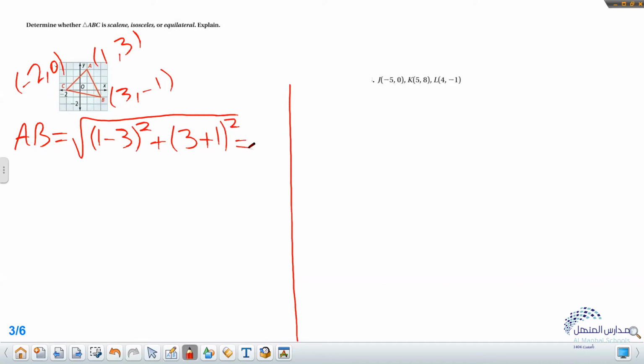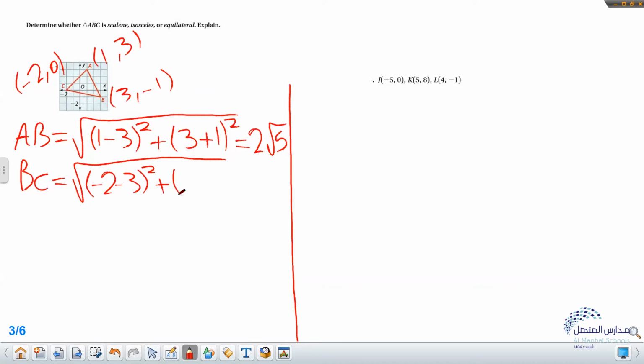Okay, it will be 2 root 5, 2 times square root of 5. This is AB. What about BC? BC equals square root, the same rule. Negative 2 minus 3 all power 2 plus 0 minus negative 1 all power 2. It will be plus 1. Okay. It will be square root of 26.